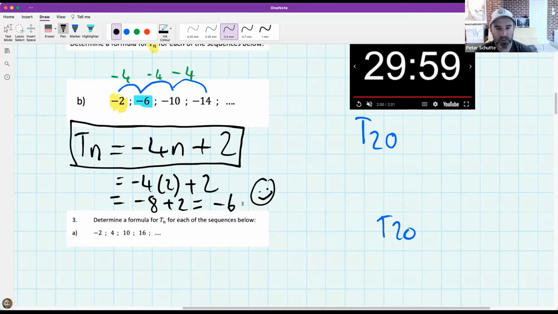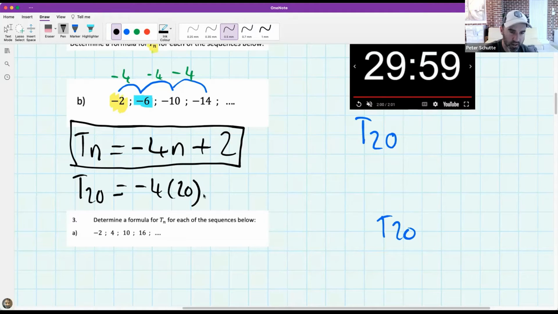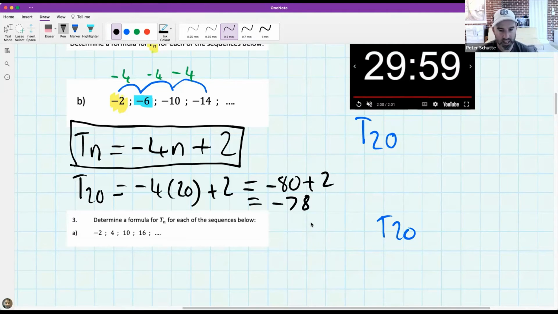Happy days. Okay, so that is that formula over there. It's negative 4n plus 2. And then to answer T20, I just put a 20 in there. I get negative 80 plus 2. Now, this is where I need to be careful. If I'm adding 2 to negative 80, I don't get negative 82. I get negative 78. If you're unsure about this, I did a video on whole numbers earlier in the year, where I did a whole section.